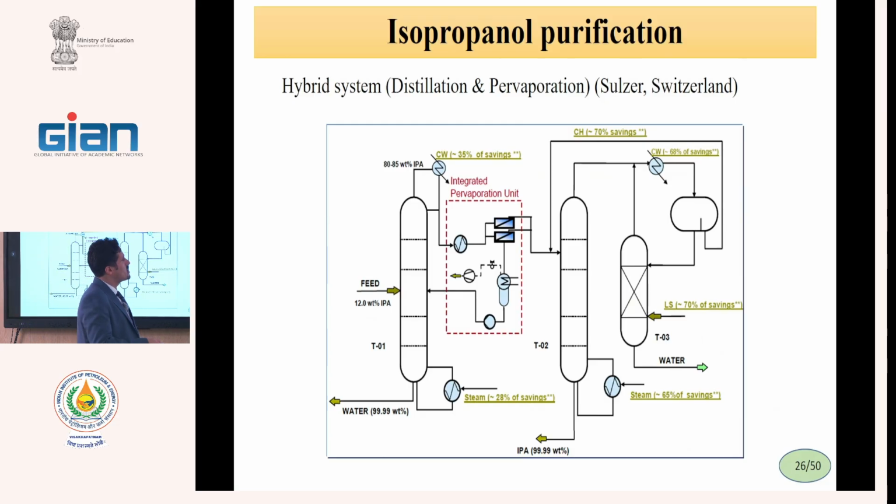This is a Sulzer company. Sulzer is famous for the production of PV modules, and this design is a hybrid system for ethanol or isopropanol separation. This percentage is produced by distillation, and for complete removal, the pervaporation process is usually used. The membrane is located here.